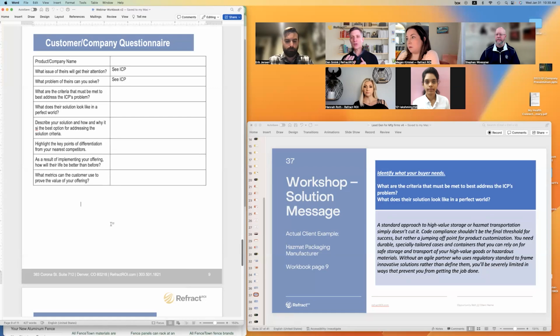There are certain criteria that must be met. That could be cost issues, production issues, efficiency, or a variety of different things. It could be the way something feels in somebody's hands. And then what does that solution look like in a perfect world? As the marketer, we want to know what criteria they're evaluating all the solutions against, and we also want to know what that looks or feels like in their hands.